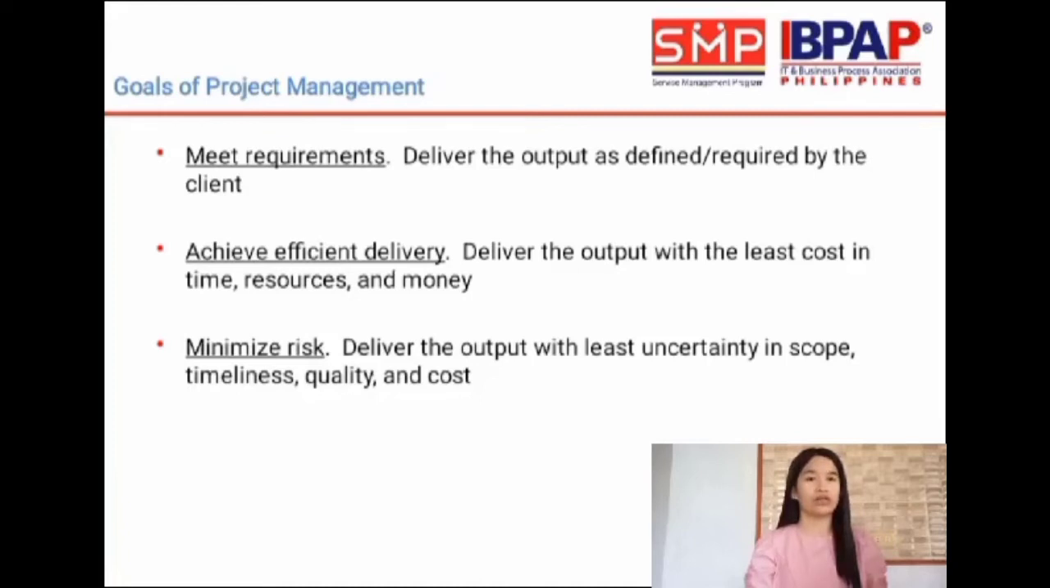Delivery efficiency, in this case, means looking at which orders will impact your business the most and ensuring that those are completed first. Focus on priority orders to increase revenue and reduce impact when all tasks may not be completed. Minimize risk. Deliver the output with least uncertainty in scope, timeliness, quality, and cost.